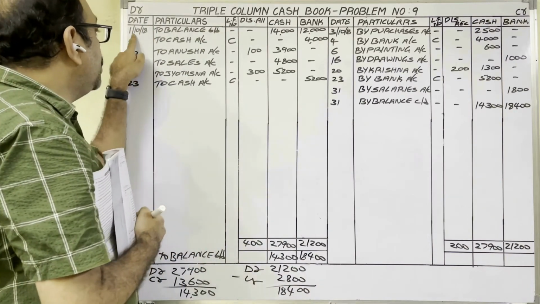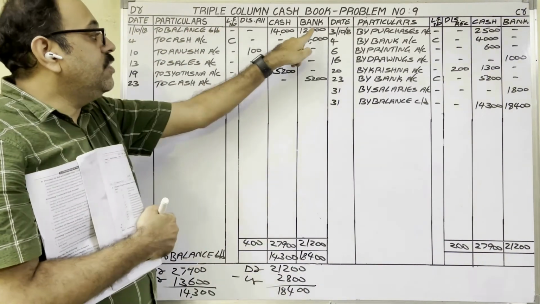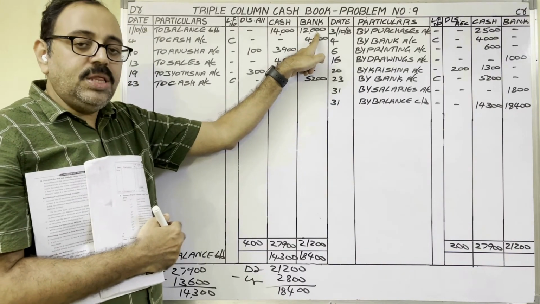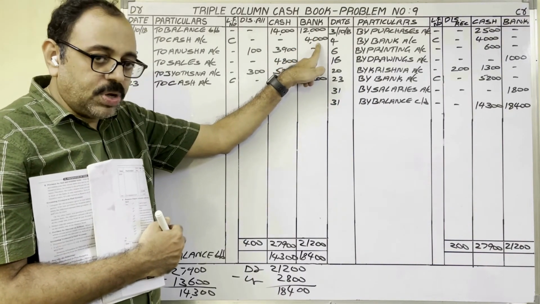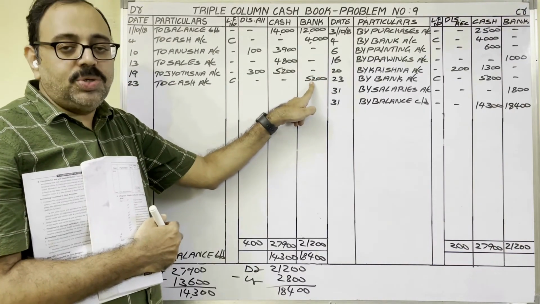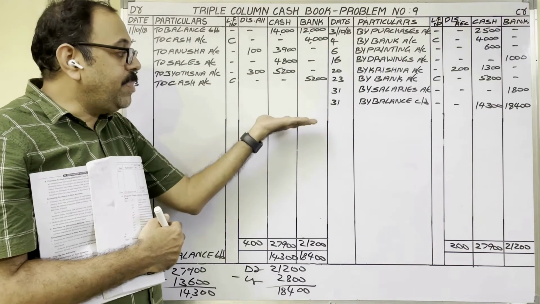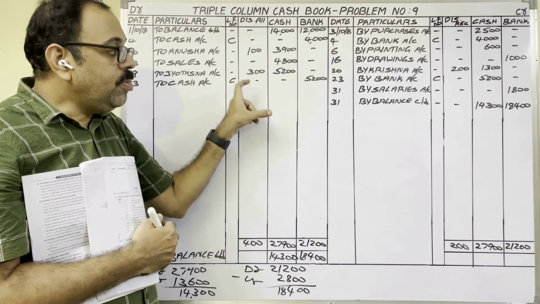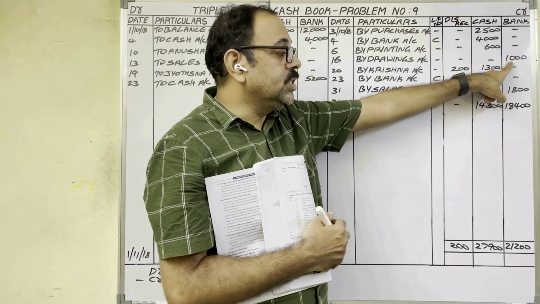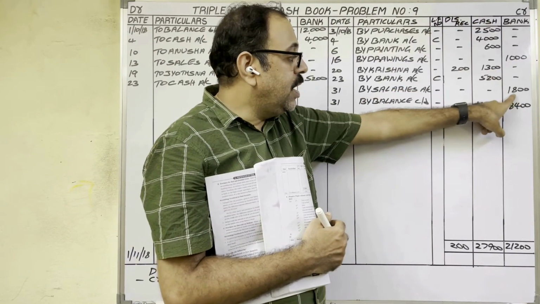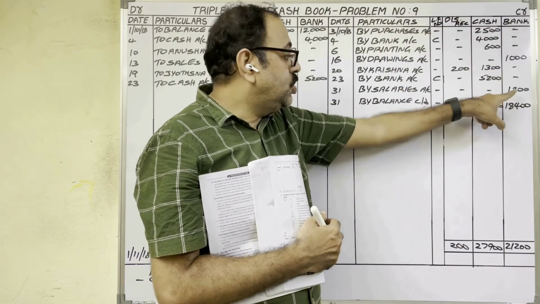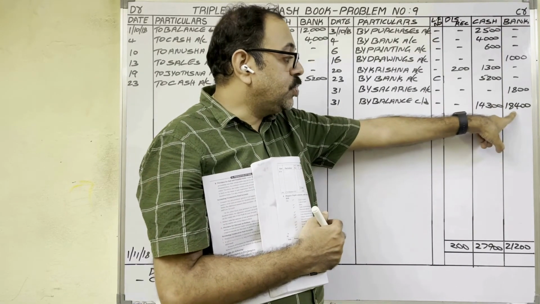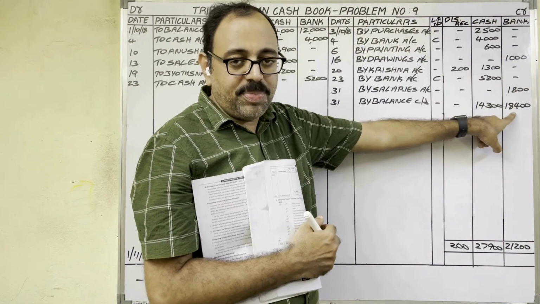On 1st October 2018, in our bank account, 12,000 rupees is there. During this month, we deposited 4,000 rupees and 5,200 rupees. So the bank balance is increased by these two amounts. And in October, from our account, we withdrew 1,000 rupees and 1,800 rupees. So at the end of the month, in our bank account, we should have 18,400 rupees.